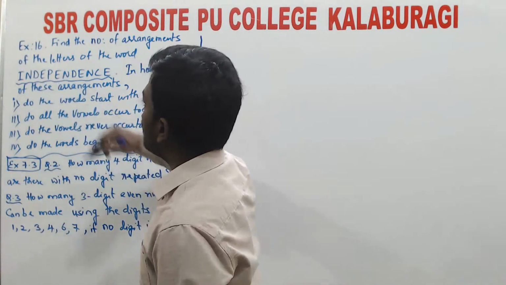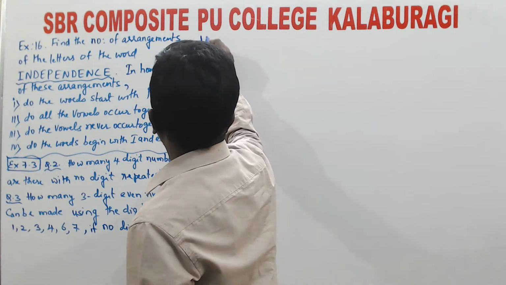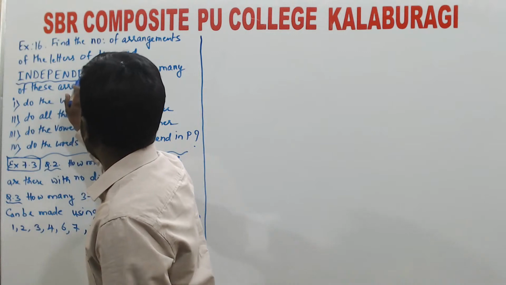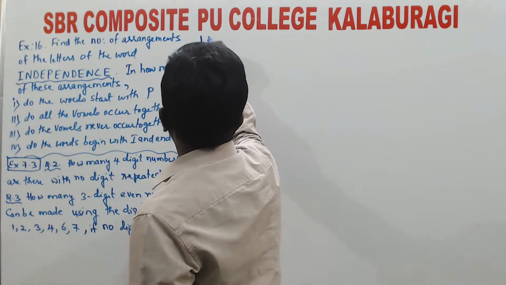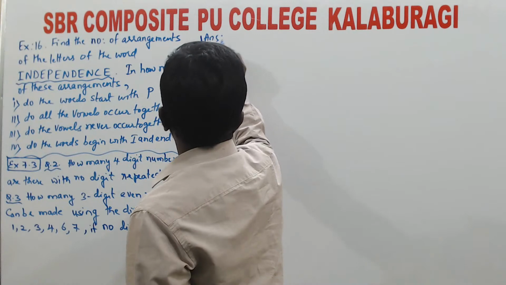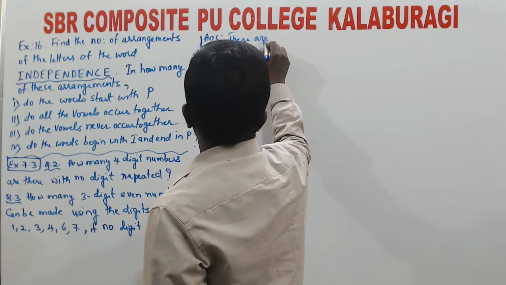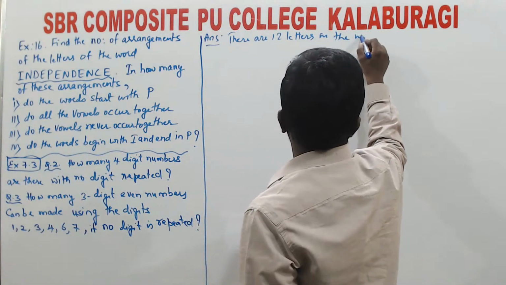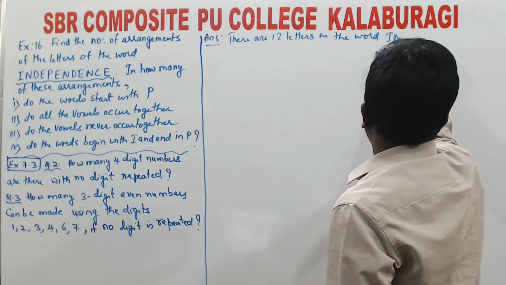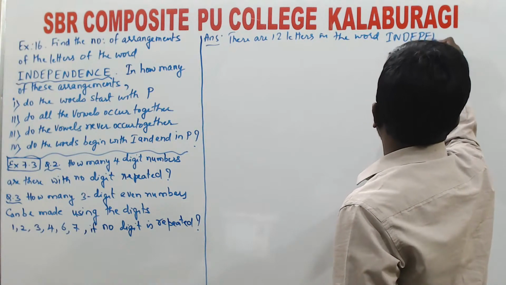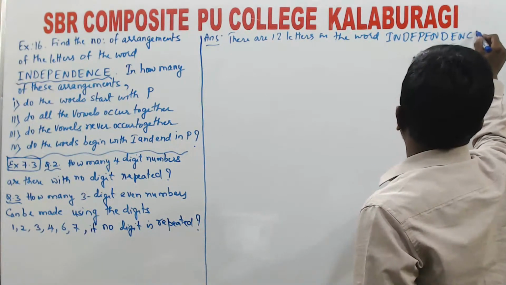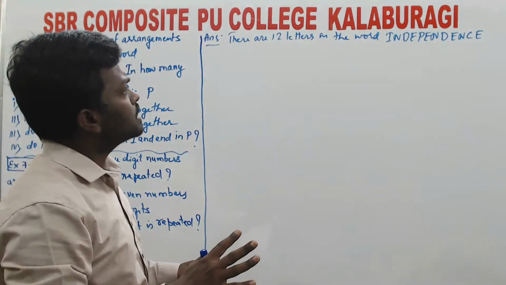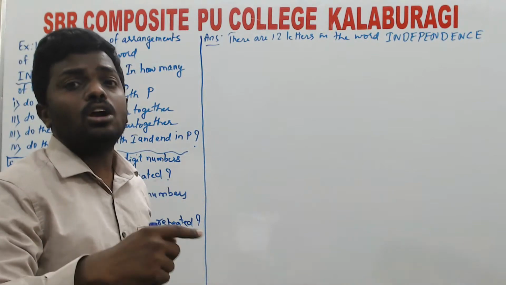Now let's count how many letters there are. It's 3, 6, 9, 12. There are 12 letters in the word INDEPENDENCE, and they are not distinct.